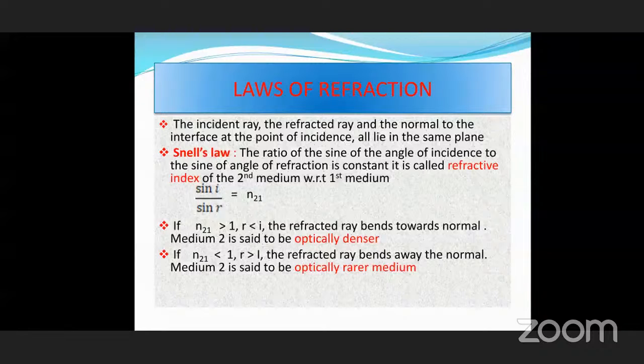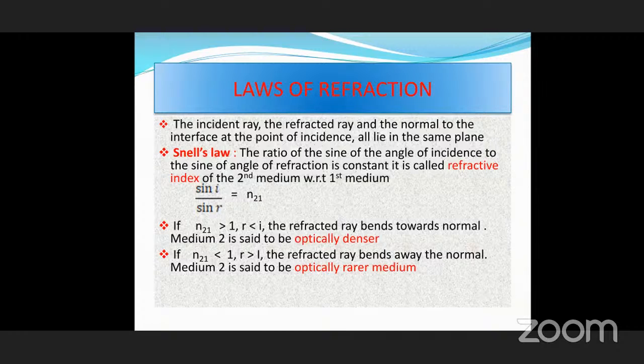So the general density, which we call mass density, is different from optical density. Some short questions you may be asked: What is the difference between mass density and optically denser? Give an example or explain. You tell them these two are not equal. Mass density means general mass per unit volume, but optically denser depends upon the velocity of light, whether it is less or more. According to that, we tell the optical density.